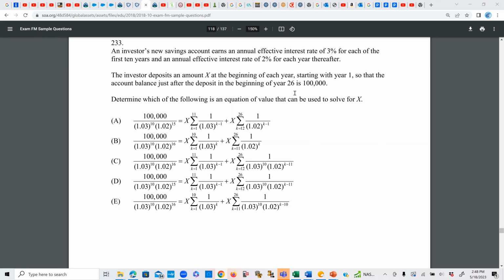So the last deposit is happening at the beginning of year 26, and we know that beginning of year 26 is time 25. And so we don't care what is happening afterwards, because if we look at all the choices, we are just dealing with those first 25 payments. And let's get started.